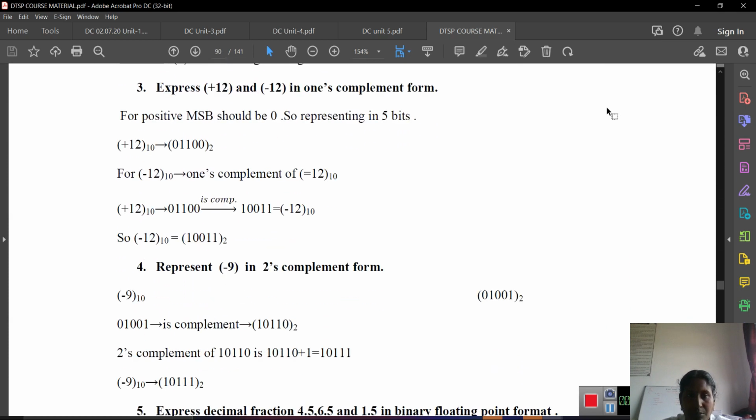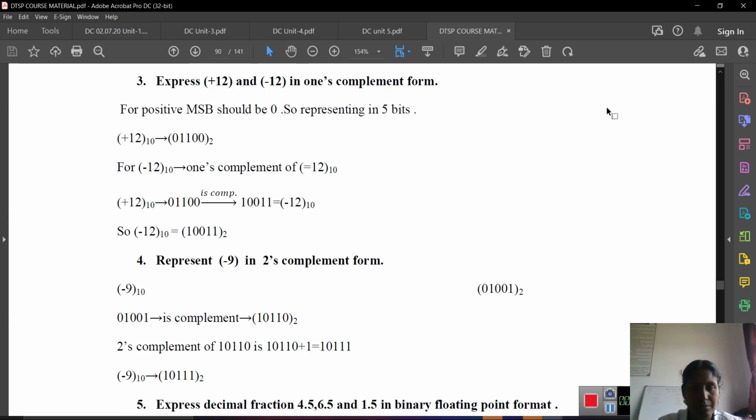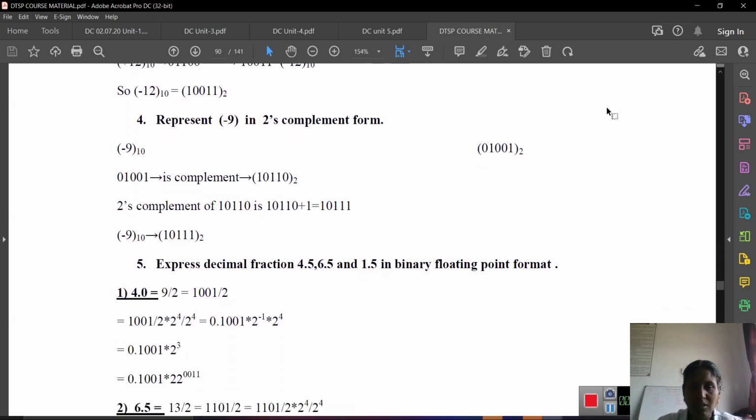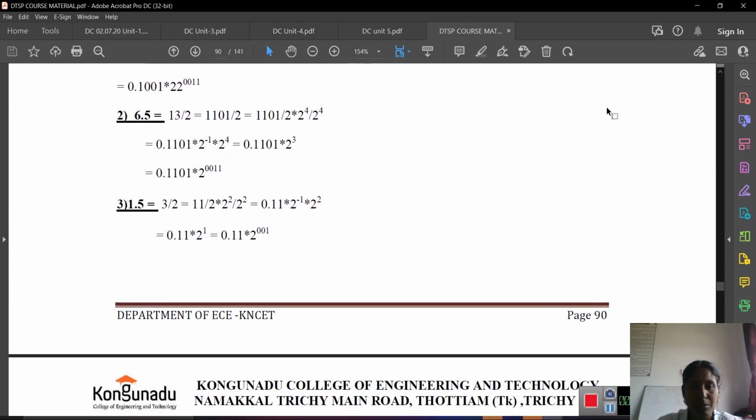So, that is all. Express plus 12 and minus 12 in 1's complement form. For positive, the MSB should be 0, so representing in 5 bits, 01100. Then for minus 12, we have to complement the number, which gives 10011. Then represent minus 9. Likewise, we have several formulas available.